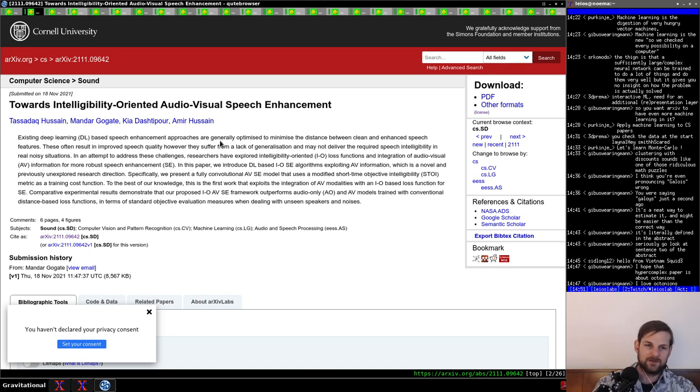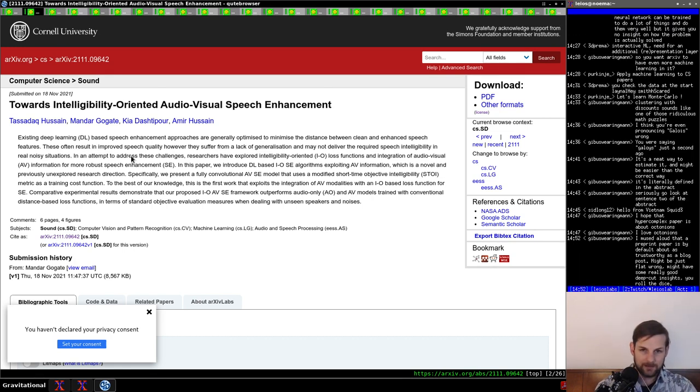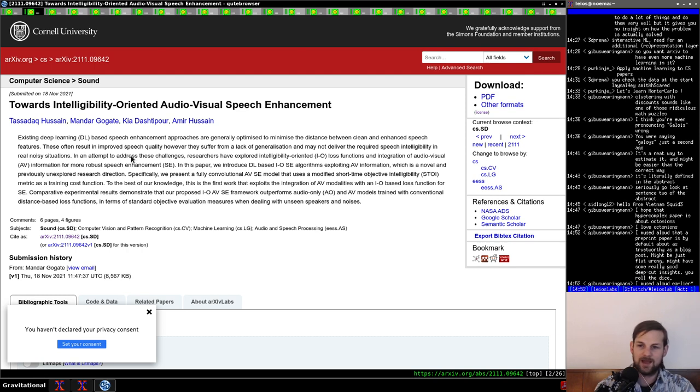Okay, so existing deep learning based speech enhancement approaches are generally optimized to minimize the distance between clean and enhanced speech features. These often result in improved speech quality. However, they suffer from a lack of generalization and may not deliver the required speech intelligibility in real noisy situations. In an attempt to address these challenges, researchers have explored intelligibility-oriented loss functions and integration of audiovisual information for more robust speech enhancement.